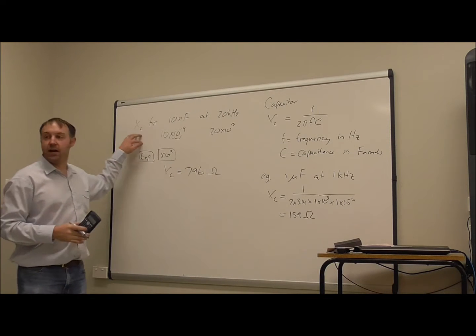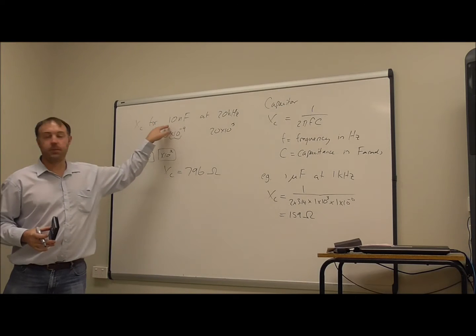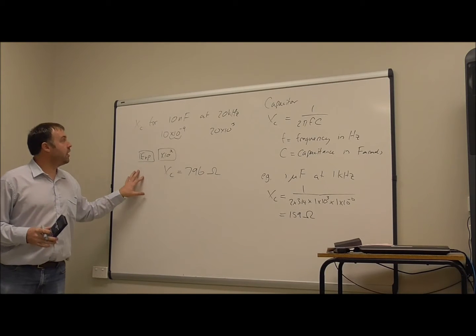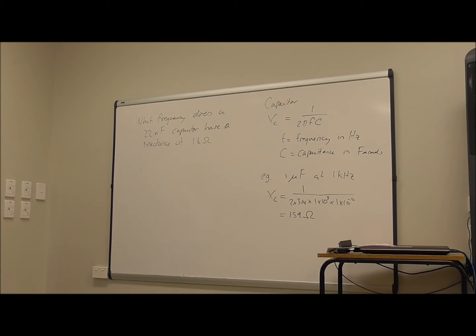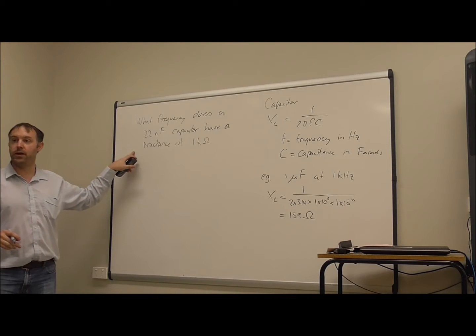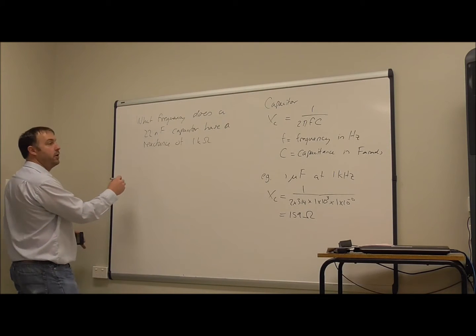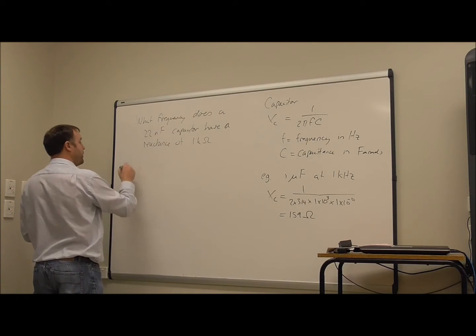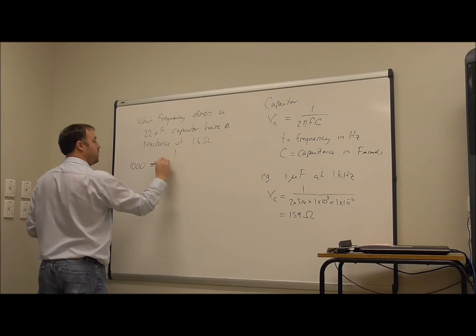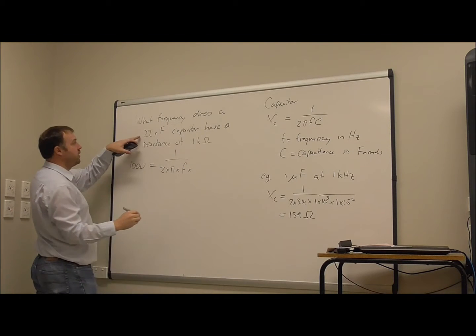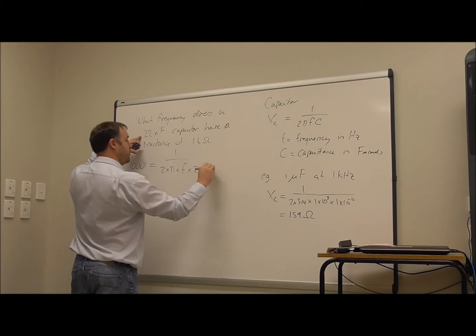Alrighty, so we can calculate the reactance for a given capacitor and given frequency by just substituting our F and our C into that formula. Likewise, let's find our frequency. Does a 22 nanofarad capacitor have a reactance of 1000 ohms? So here I'm trying to find F. We know that Xc is 1000. We don't know F. We do know the capacitance, so it's 22 times 10 to the minus 9.